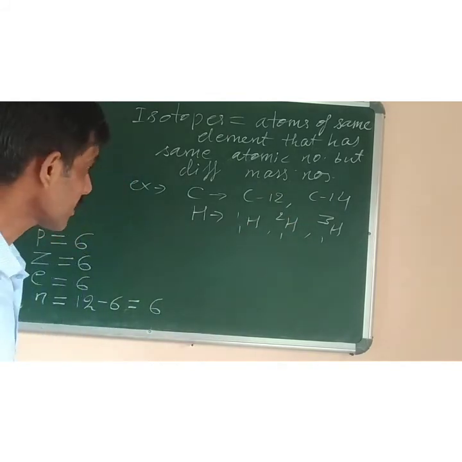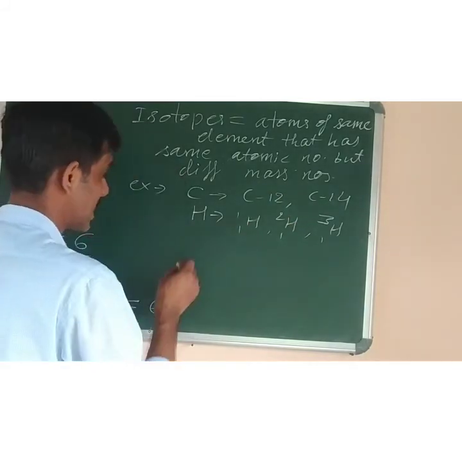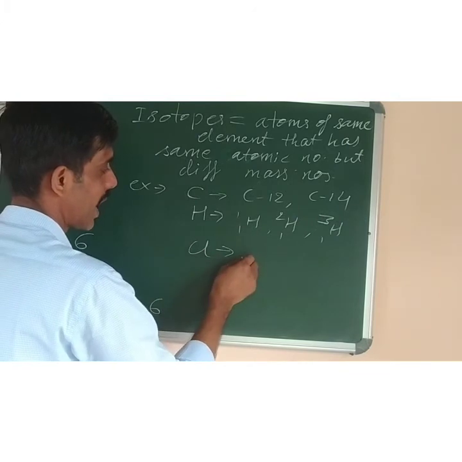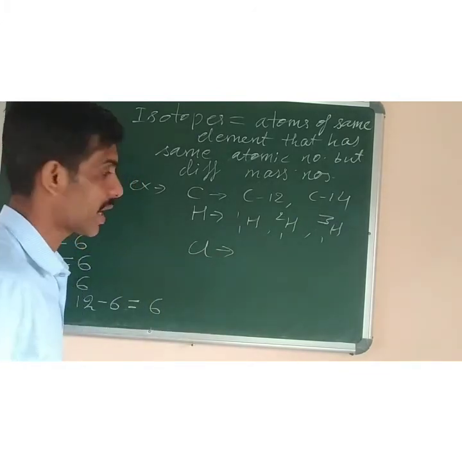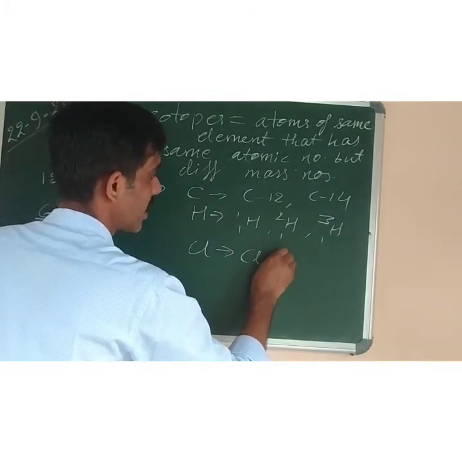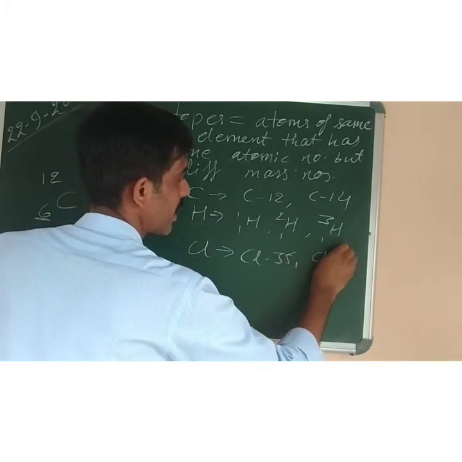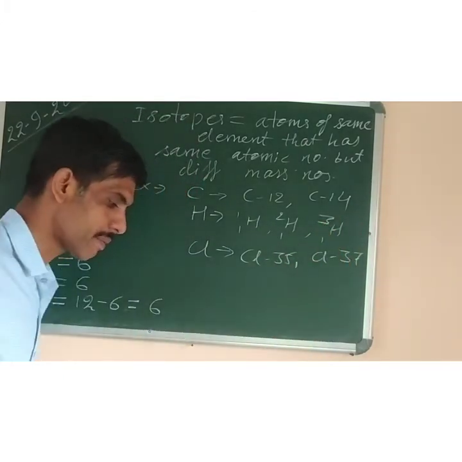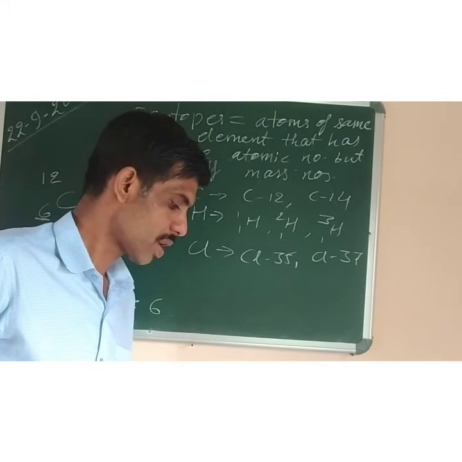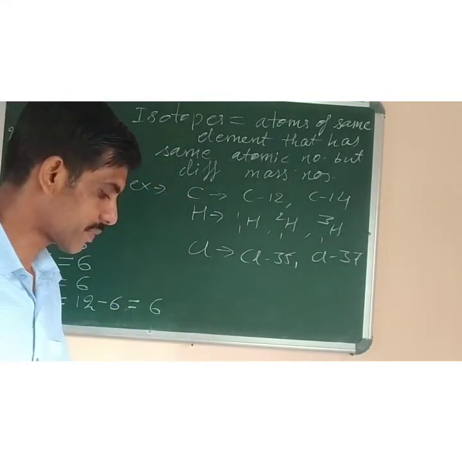Okay. And the third one which is in your syllabus is chlorine, Cl. Chlorine has two isotopes, that is chlorine 35 and chlorine 37. So chlorine 35 and chlorine 37. Okay. Now you can see the structure also and try to draw the structures of each of them.